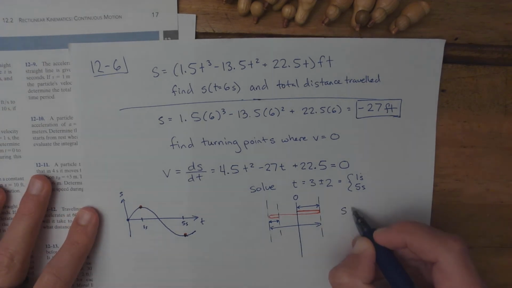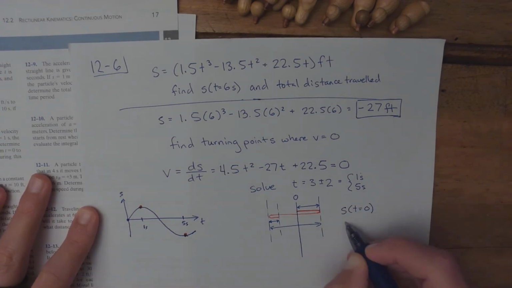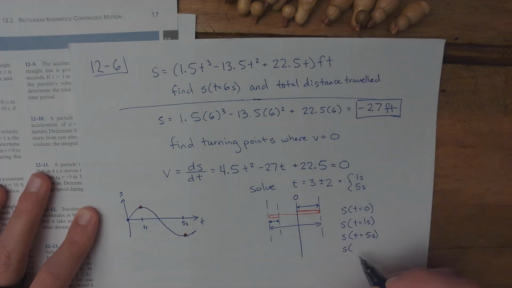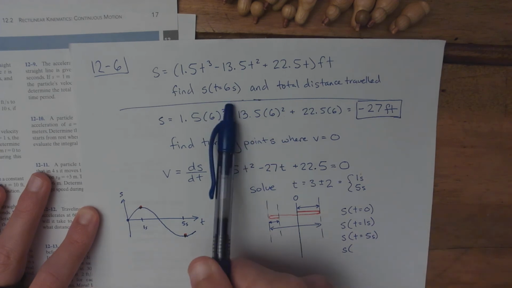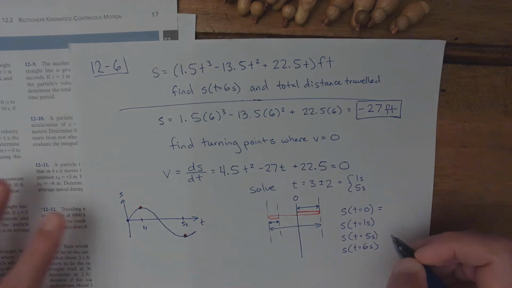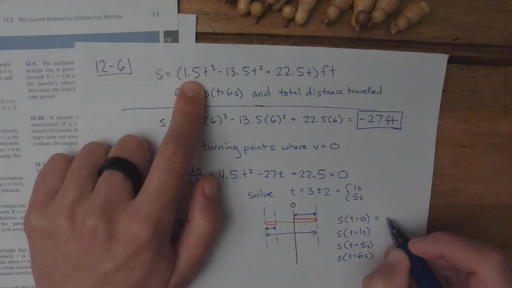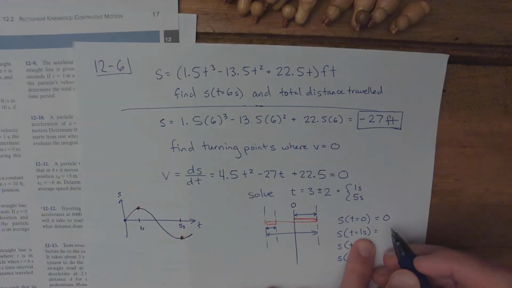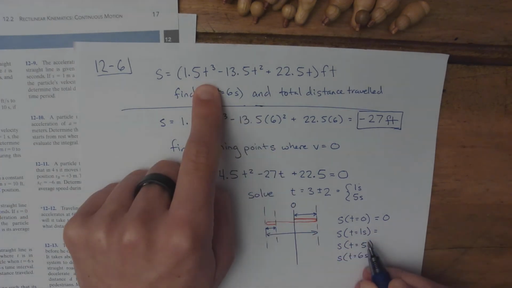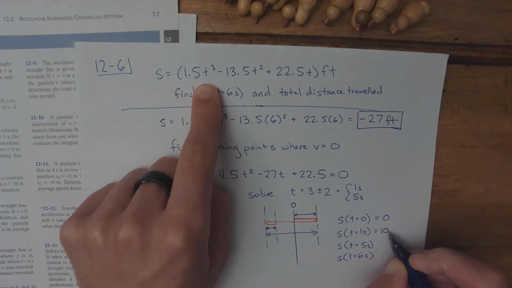So I'm going to need the position when time is equal to 0. I need the position at the first turning point, which is 1 second. I need the position at the second turning point, which is at 5 seconds. And I need the position at the final time, which is 6 seconds. Okay, we already said the position when time is equal to 0 is 0. For this, I'm not going to write it all out, but just take 1, plug it into the equation here, and you should get 10.5 feet.